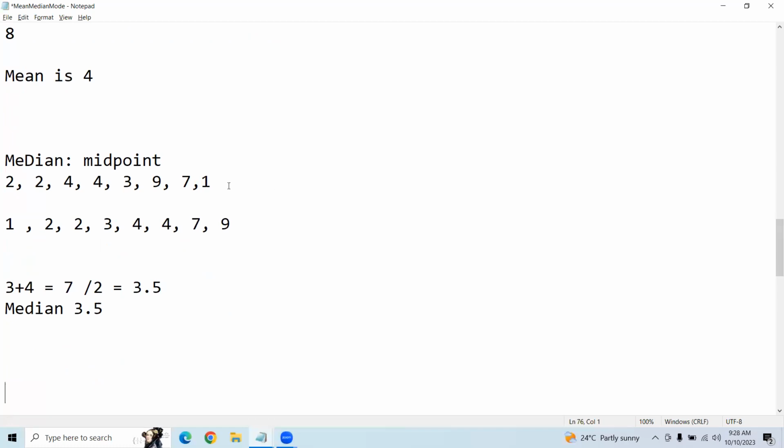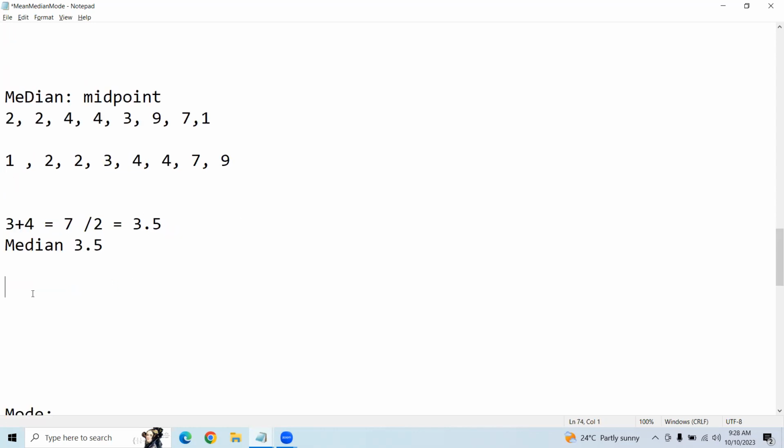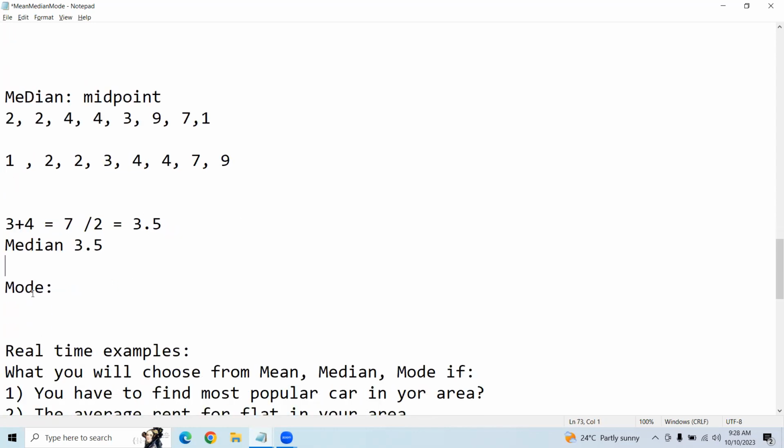So whenever you have an odd number of values, you can straightforwardly take the middle number. But when you have an even number of values, you have to take the center 2 numbers, add them and divide it by 2. So our answer is 3.5. Let's go for mode.